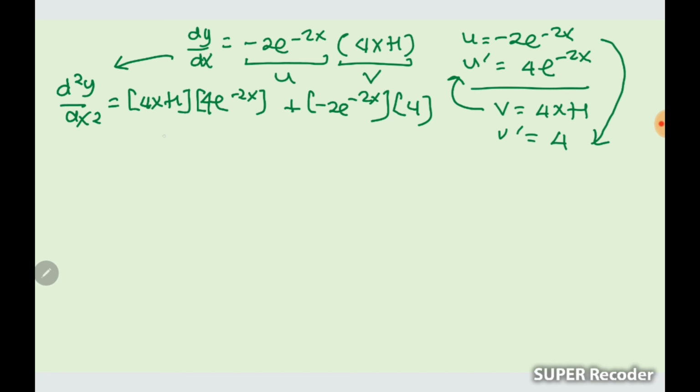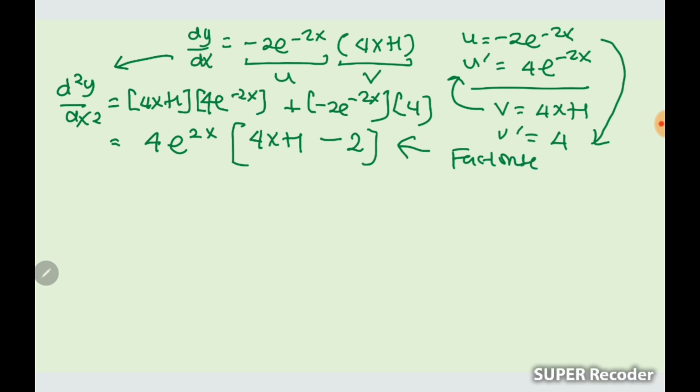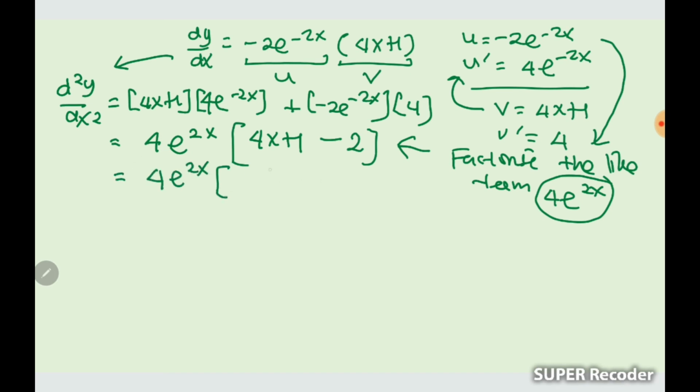Okay, so now as usual you need to simplify by factorize. So I will factor out the like term here, that is 4e negative 2x. Okay, this is the like term. So the remaining term is 4x plus 1 minus 2. Okay, so I factorize the like term, that is 4e to the power of negative 2x. So we continue to get 4x minus 1.